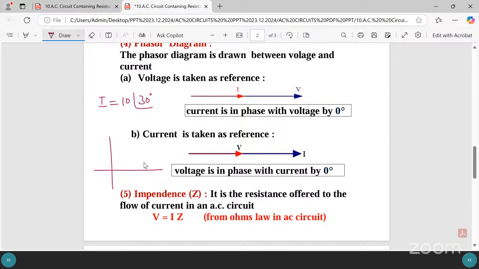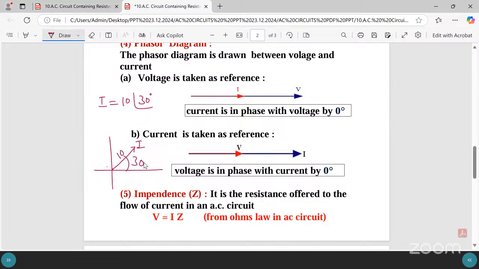Now rotate the current. Should I rotate in clockwise or anti-clockwise? Anti-clockwise. Why is it rotating anti-clockwise? Plus 30 means anti-clockwise. Minus 30 means clockwise. So plus 10 degrees, plus 20 degrees, this is called plus 30 degrees. This is called current. What is the magnitude? 10.